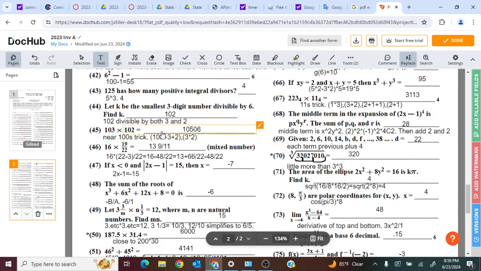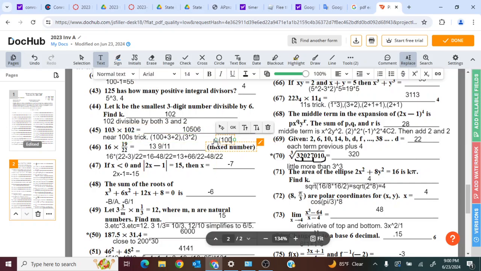Okay, 103 times 102 is what? Basically, you use the near hundreds trick where you multiply these together. So 3 times 2, write 0, 6, so you get 0, 6. And then you write 100 plus each of these, so 100 plus 3 plus 2 is 105. And you can imagine that as your 100s.